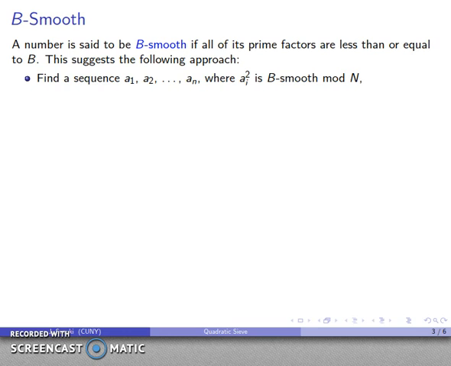We might find some sequence of numbers, not necessarily consecutive, but any set of numbers, whose squares are all B smooth mod n. Now, because all of these numbers are formed by primes which are less than or equal to B, when I multiply some of them together, I also end up with a number that's B smooth. And if I'm clever enough and have the right sequence of numbers, I have a chance of forming a product of some of these numbers, again not necessarily all of them, whose square is a perfect square.